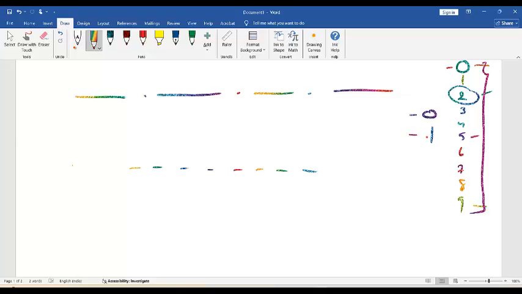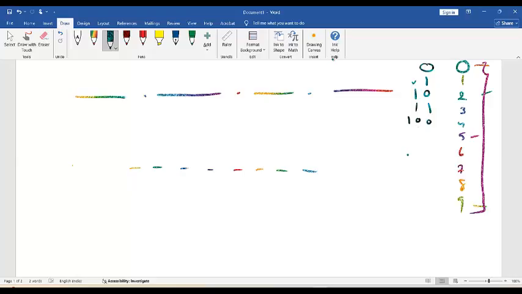0 means 0, 1 means 1. In binary, 0 means 0, 1 means 1. How do you write 2? Put that 1 here and 0 here. That is called 2. How do you write 3? This means 1 and this means 2, so 2 plus 1 is 3. How do you write 4? Put 1 here and put two zeros.